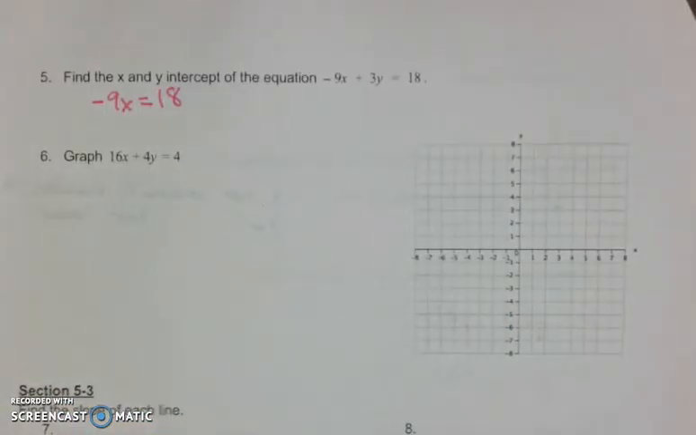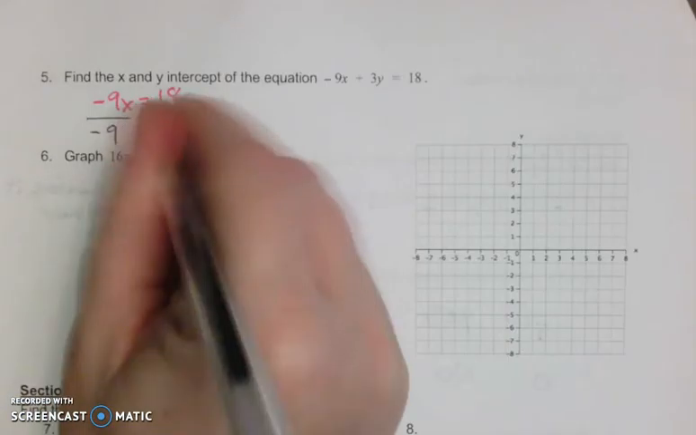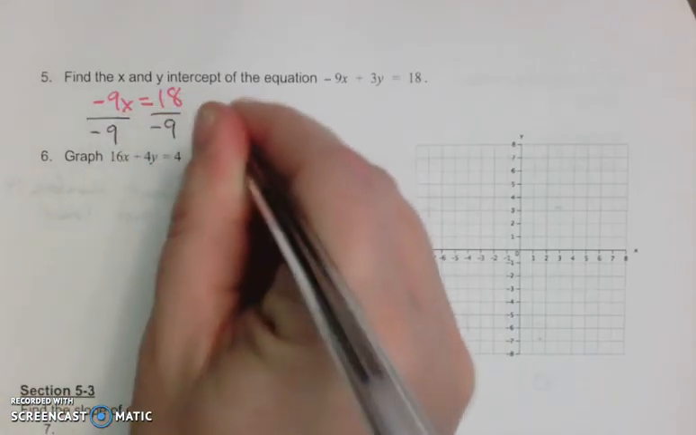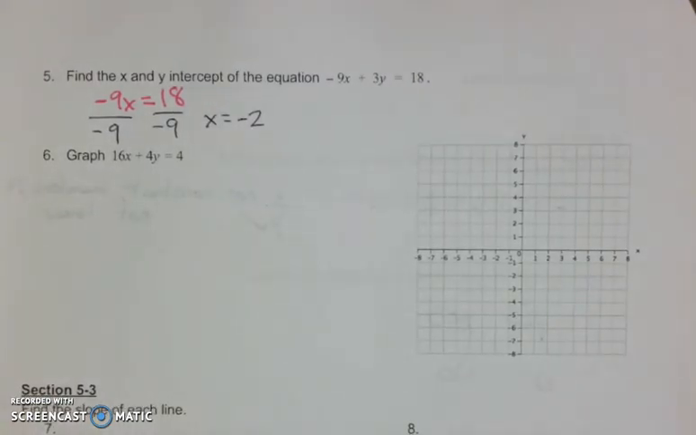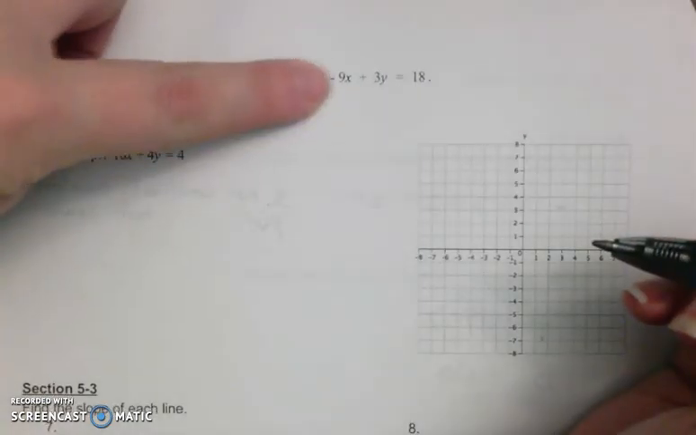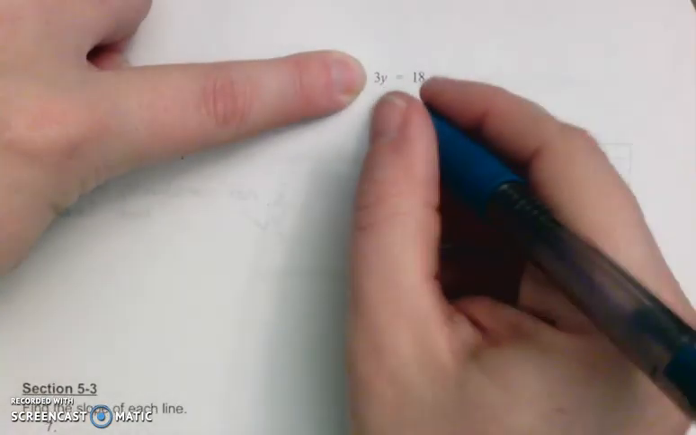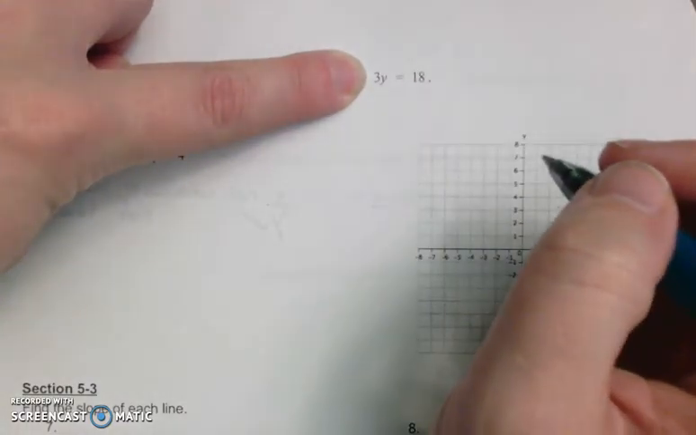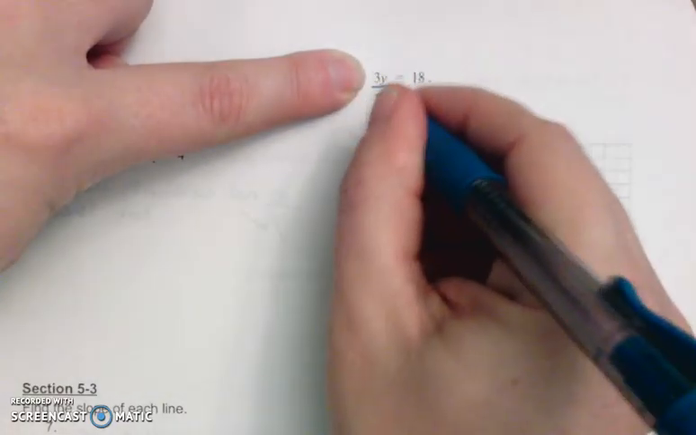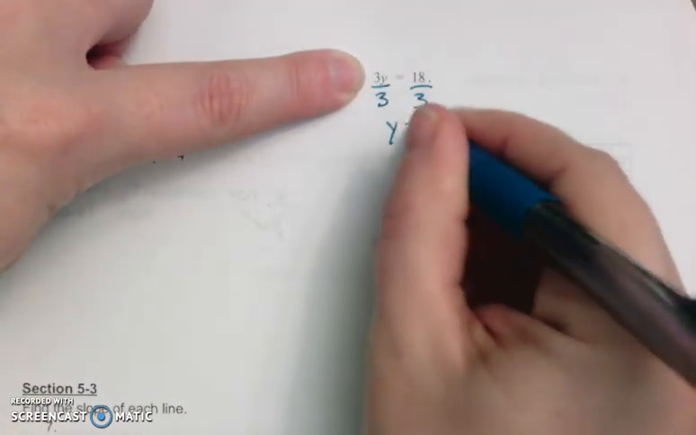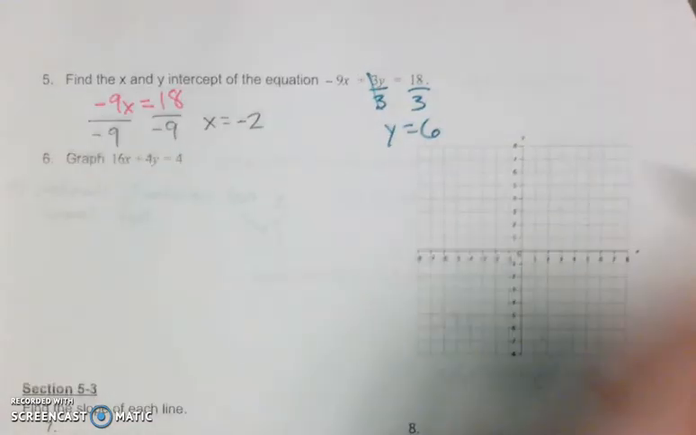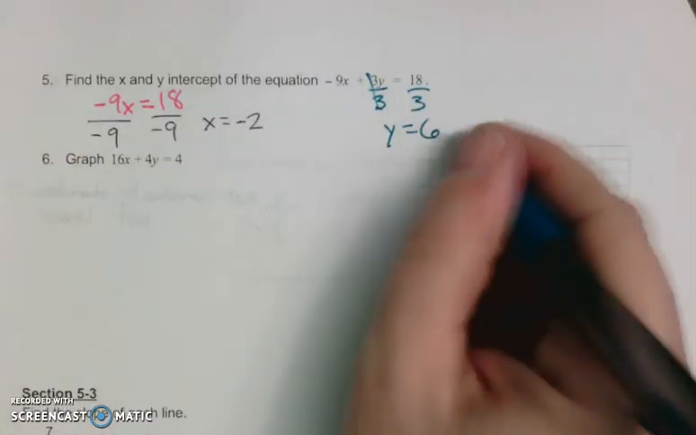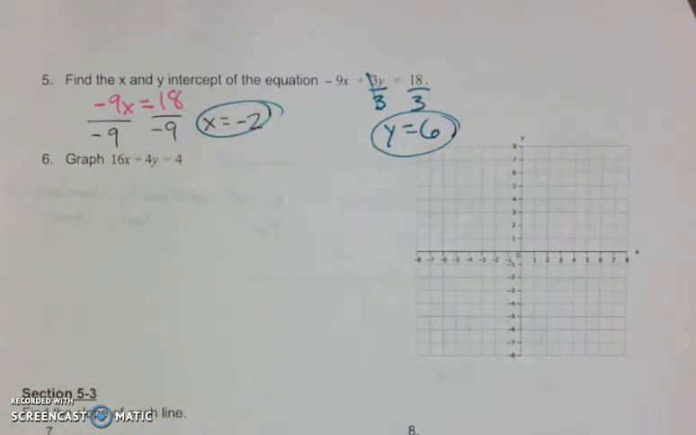And that's a simple equation to solve with just one step. Divide by -9. 18 divided by -9 would be -2. So that's the x-intercept. And then to find the y-intercept, that's when x is 0, so we make that 0, and we get the equation 3y equals 18. So to solve for y, we divide by 3 on both sides. Those cancel, and 18 divided by 3 is 6. So the y-intercept is 6, and the x-intercept is -2.